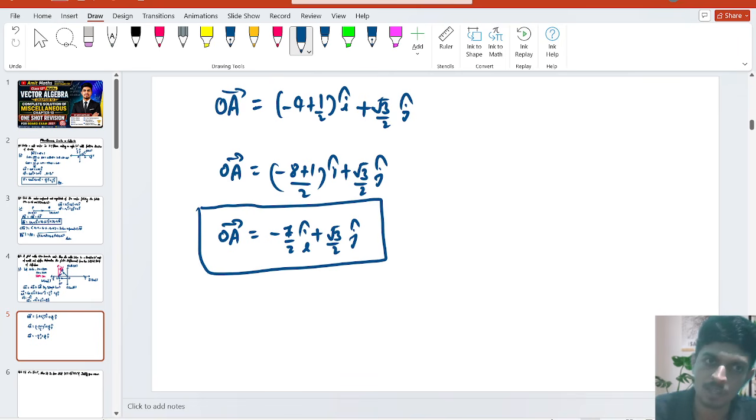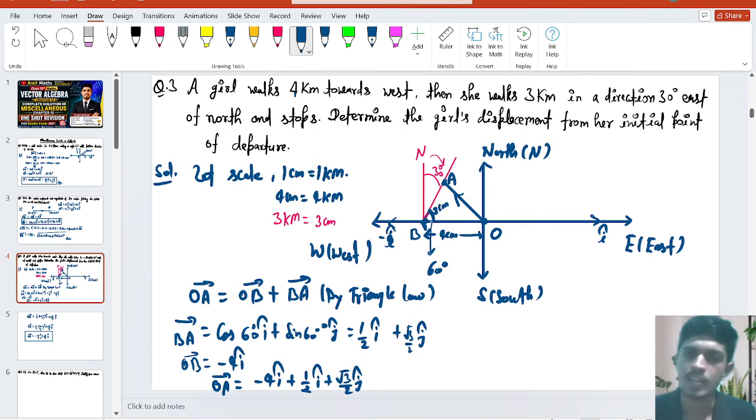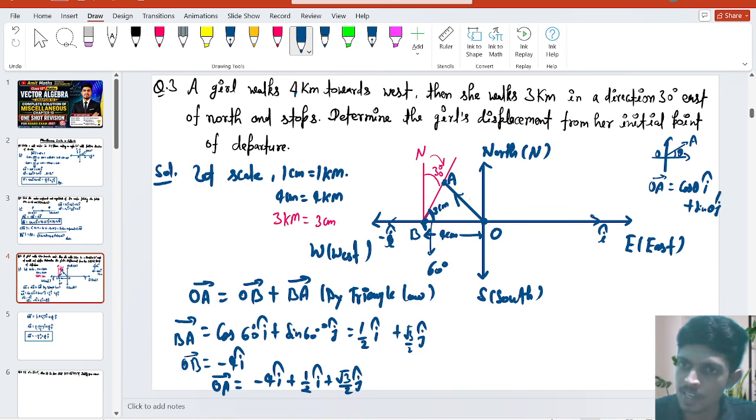This is the position of the girl. So here, how to find it? We first draw the diagram here. We already told about how to find the vector. Suppose this is a vector OA making angle theta with the positive x axis. Then we say that vector OA is equal to cos theta i cap plus sin theta j cap. I hope it is clear to you.